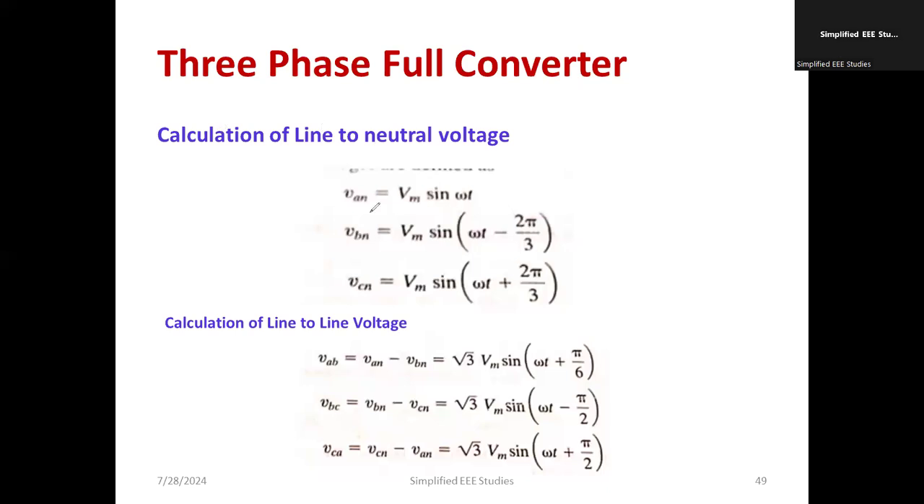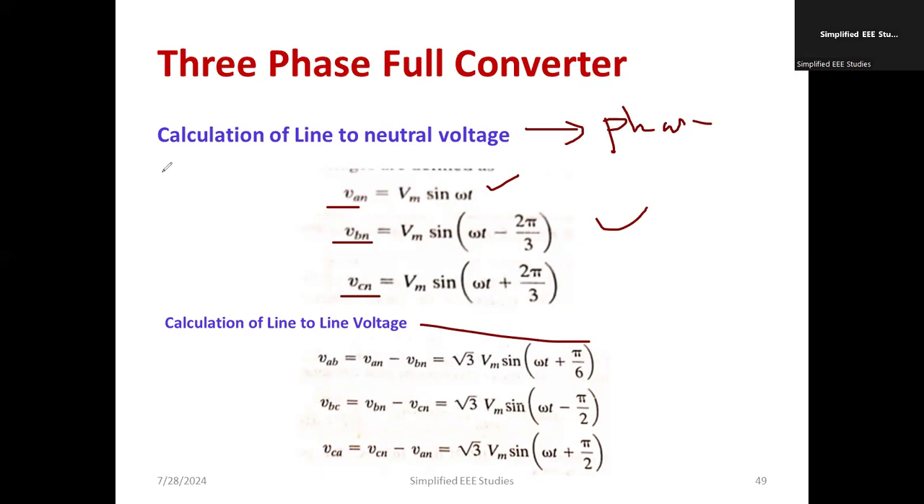Okay, so VAN, VBN, VCN, the line to neutral voltages. You can write VAN is a sinusoidal waveform, Vm sin omega t. VBN is equal to Vm sin(omega t minus 2 pi by 3). Then Vm sin(omega t plus 2 pi by 3) will be the voltage VCN. If I compute this, we can call it a phase voltage, not line voltage, phase voltage.